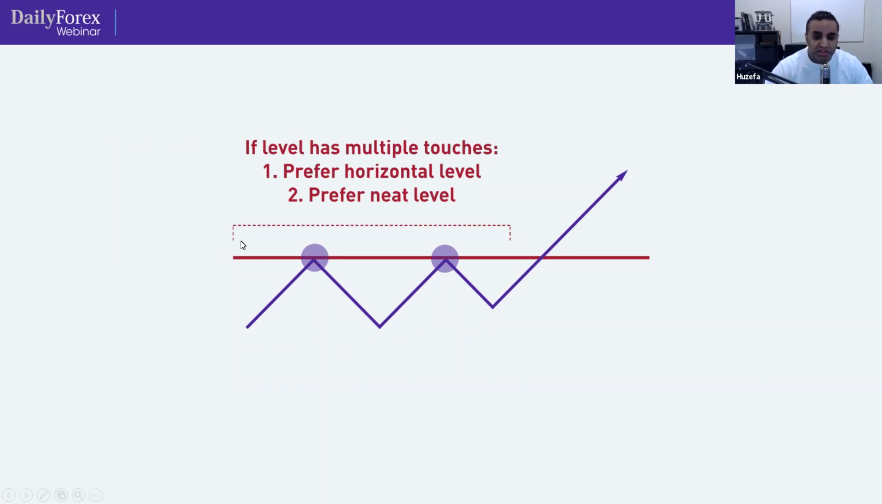And secondly, we want that level to be neat. So what do I mean by neat? Well, in this case, it's a diagram, so it's very neat, but very often you have a bunch of candles here, and then you have a bunch of candles there, and a level that is not neat will have candles moving up and down through that level a lot. It won't be in a kind of tight area where it will touch that neatly. So we prefer levels that are neat and prefer levels that are flat or horizontal. So that's when we're looking at breakouts through levels, we're looking at support or resistance. In this case, the diagrams are resistance, flat levels, and nice and neat levels.